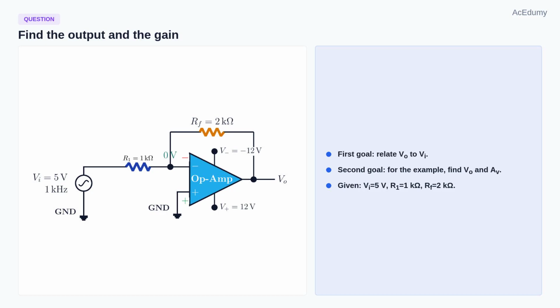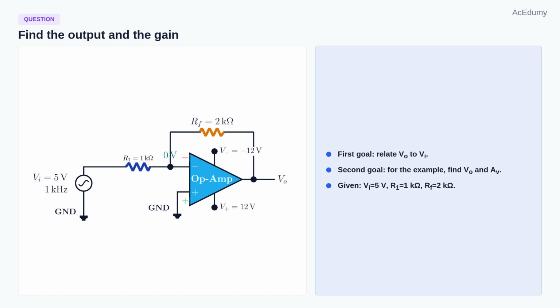Here is the exact question for this lesson. We have an inverting op-amp. The input signal is Vi. It passes through R1 into the minus input node. The plus input is grounded. A feedback resistor RF brings the output back to that same minus node.